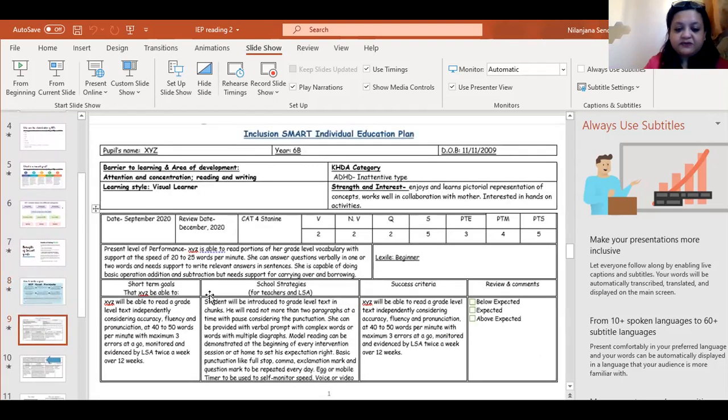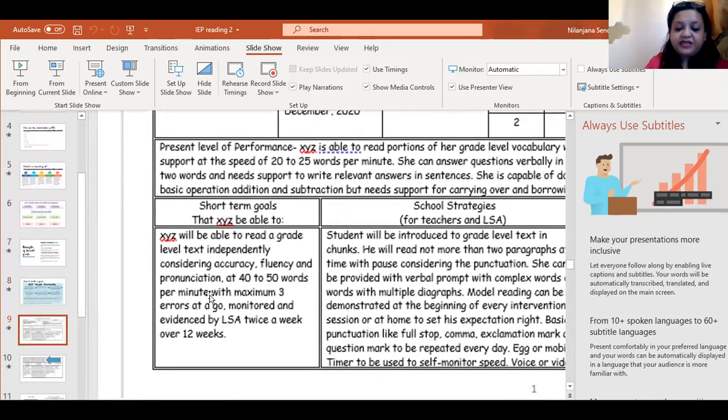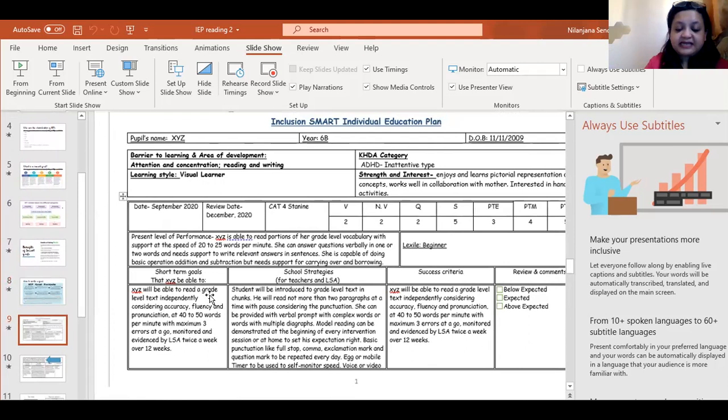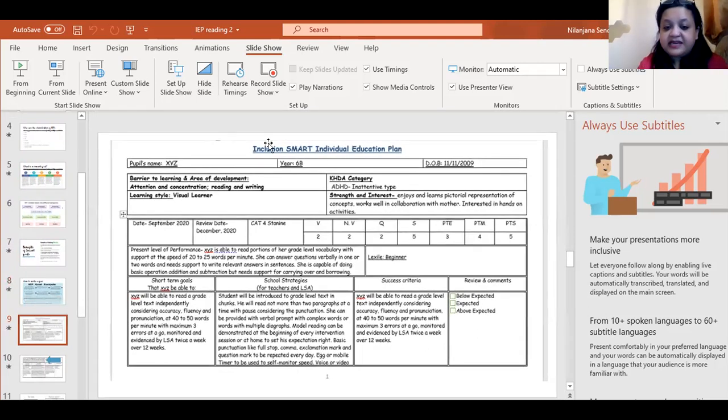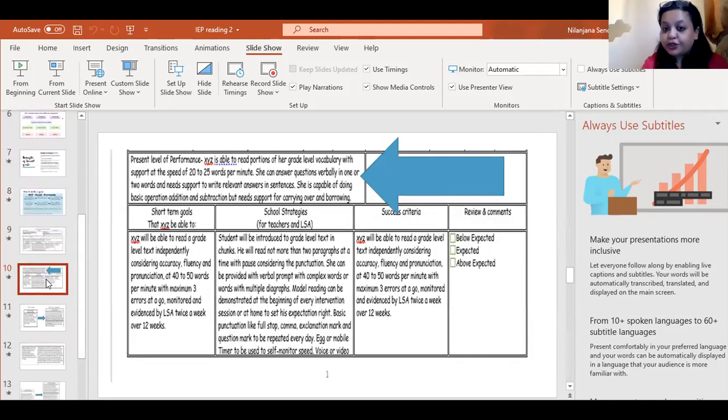Let's focus on one of the goals, that XYZ will be able to read grade level text. Okay, I'll take you there later. Let's see, that's the first page. It is a lot of information. Here, the category is written, the barrier is written. Okay, it depends on the kind of IEP your institute or your school is making.